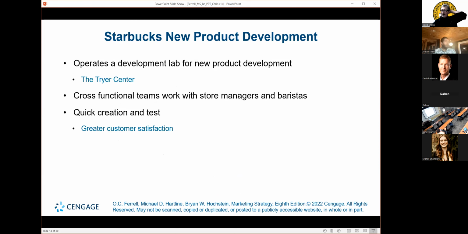Okay, so Starbucks has a new product development system in the same way. It's cross-functional teams. They work with store managers and baristas. They find ways of creating unique combinations.